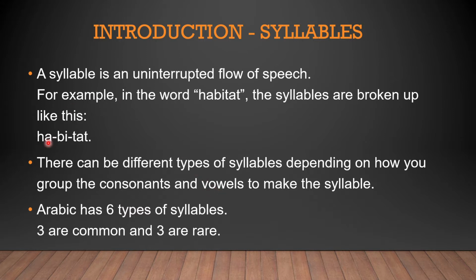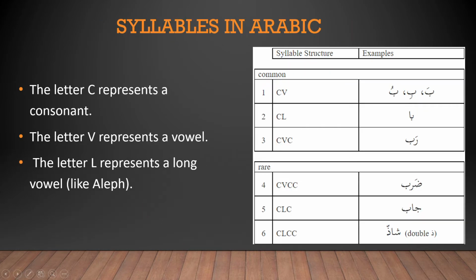But this was about English. In Arabic, there are 6 types of syllables. 3 are common and 3 are rare. So let us look at the common ones and take a look at the rare ones in detail. Syllables in Arabic: these are the 6 common and rare syllables in the Arabic alphabet. Now let's look at each of them.